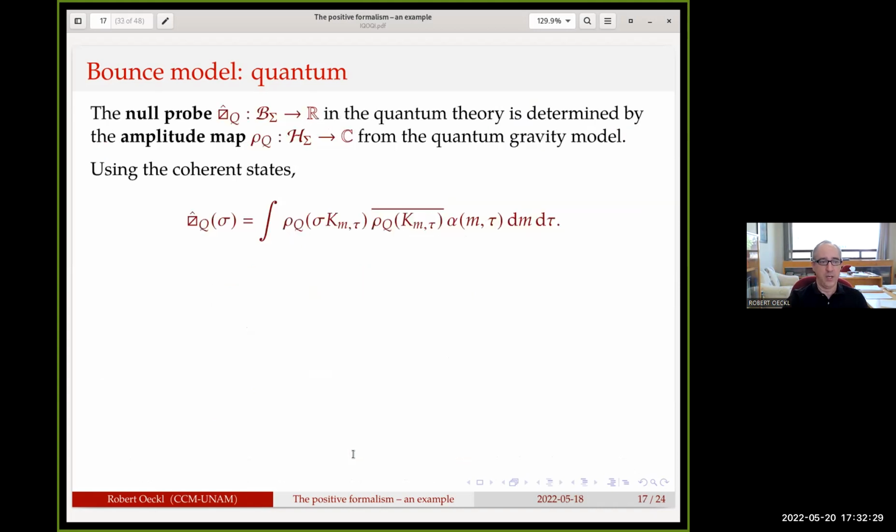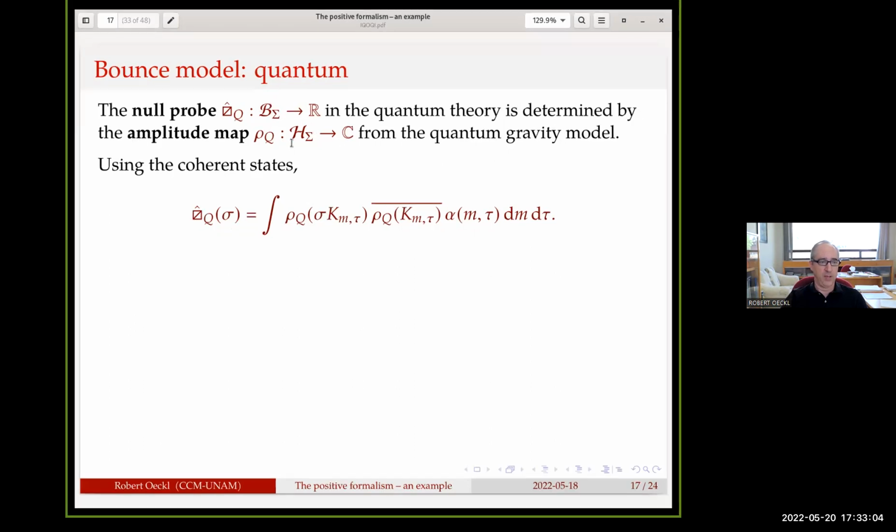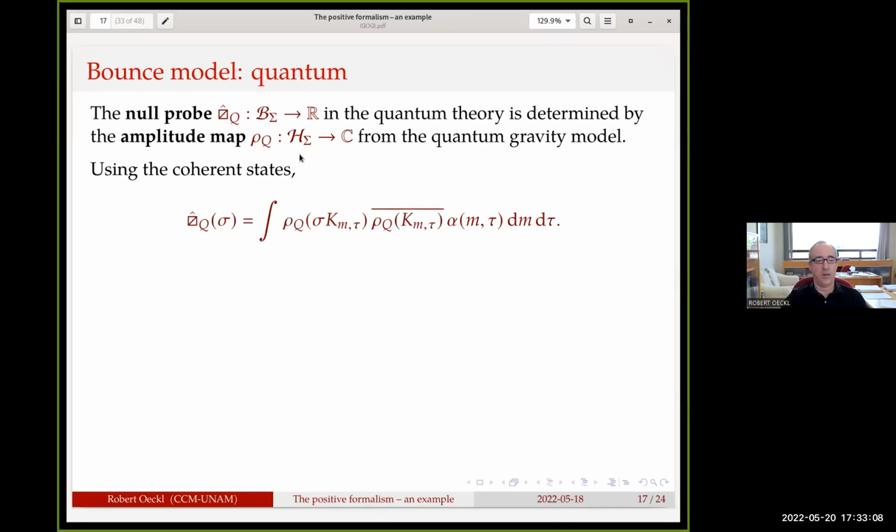Now, in the interior region, as I said, we're just looking for the null probe. So now we think of this again as an element in B sigma star. B sigma now is the space of density matrices, if you want, or self-adjoint operators, and the density matrices are the positive cone. We can think of this as a map from those to the real numbers. And now this map is just given by the amplitude map of your quantum theory. The amplitude map in the general boundary formulation is a map from the Hilbert space on the boundary to the complex numbers. And then you can use this formula to convert this to the corresponding null probe.